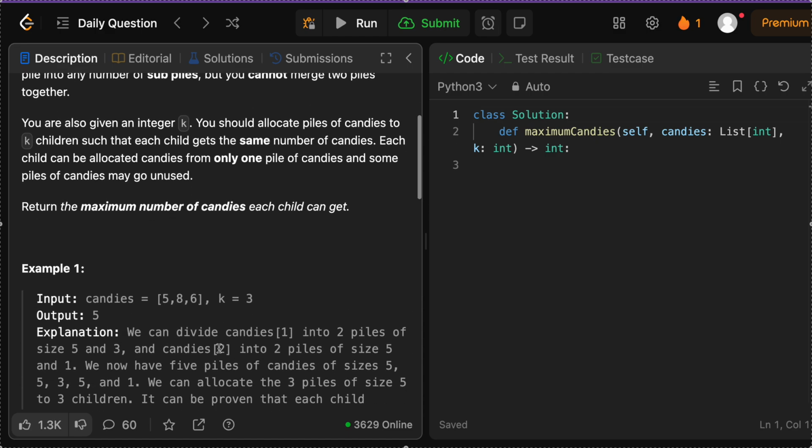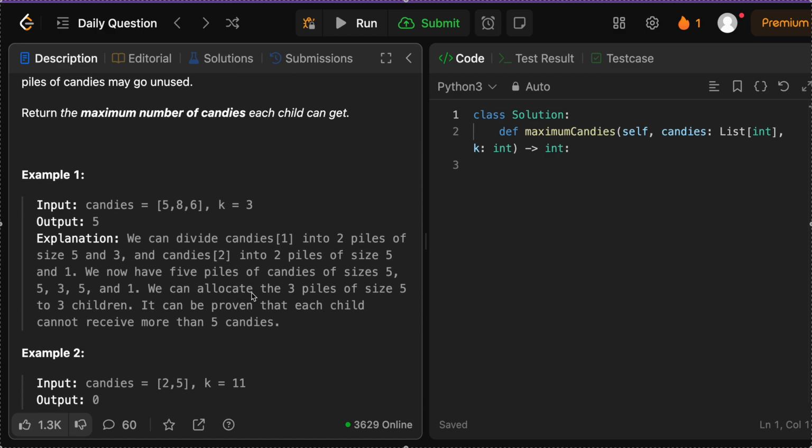So let's go ahead and look at some of these examples here. In example 1, we have our input array candies to be 5, 8, 6, and we have k to be 3. What k to be 3 really means is that we have 3 children, and we have 3 different bags of candy, each having 5, 8, and 6 candies respectively. Now, the reason why our output is 5 is because that is the maximum number of candies that we can give each of the 3 children without actually exceeding the amount of candies we have throughout all the bags of candies, right?